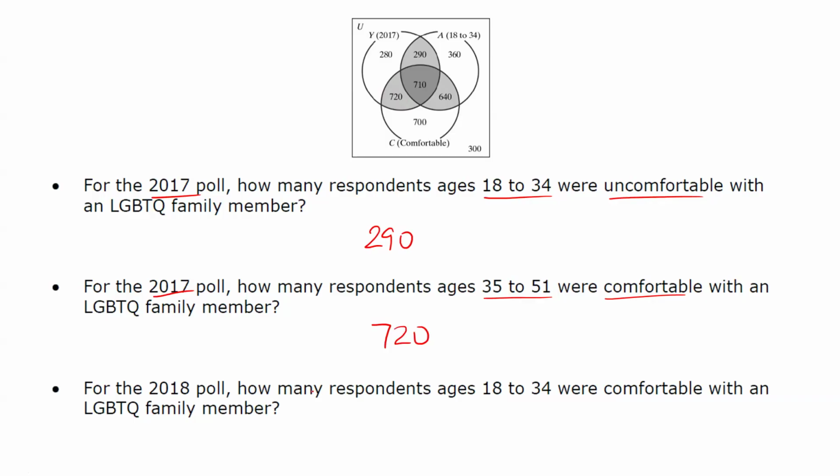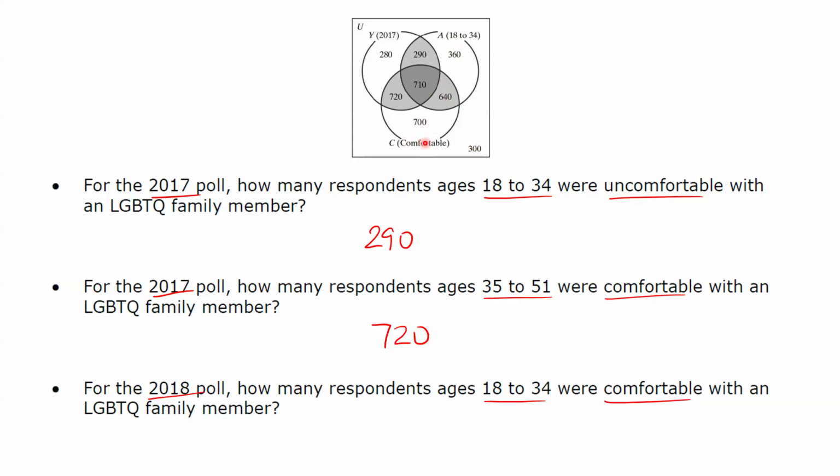Okay. Next, for the 2018 poll, how many respondents ages 18 to 34 were comfortable? Okay. So in 2018, this 2017 subset is our circle. That means the values outside of that subset would be the values that we would be considering.